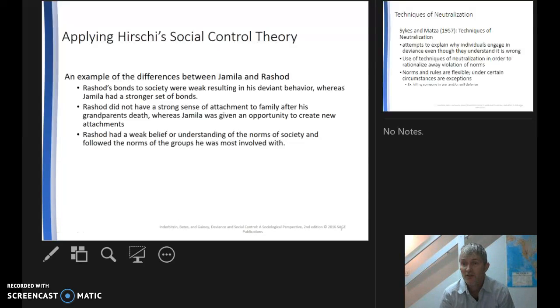A good example, going back to the differences between Jamila and Rashad, for using Hirschi's social control theory to explain their behavior, we could say that Rashad's bonds to society were weak, resulting in his deviant behavior, whereas Jamila had a stronger set of bonds. Rashad did not have a strong sense of attachment to family after his grandparents' death, whereas Jamila was given an opportunity to create new attachments when she was adopted, or at least brought into the home of some family friends. And of course, Rashad had a weak belief or understanding of the norms of society and followed the norms of the groups he was most involved with, which was the criminal element in the poor neighborhood he remained in after his grandparents died.